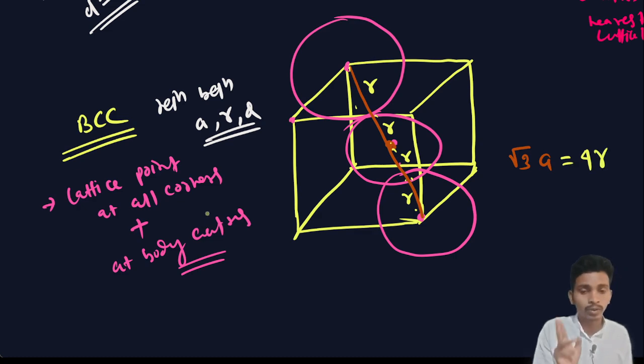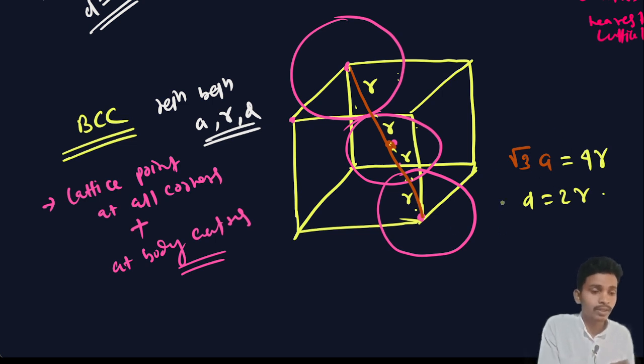We know that D is always 2R, because D is the nearest distance between two lattice points. These are two lattice points, and the distance between the centers is R and R, that is 2R. So D is always 2R, whether it is BCC, FCC, or SCC. This is the relationship.